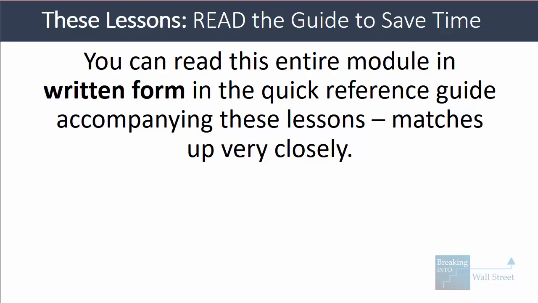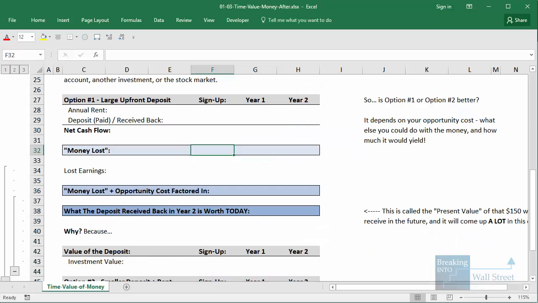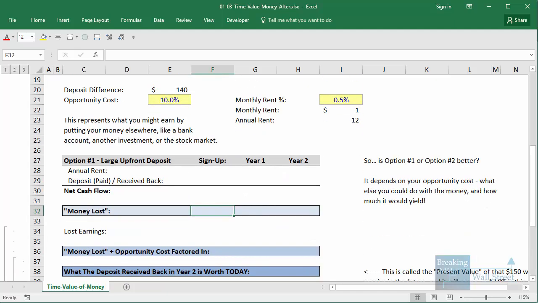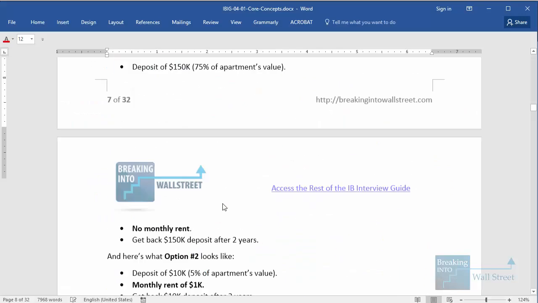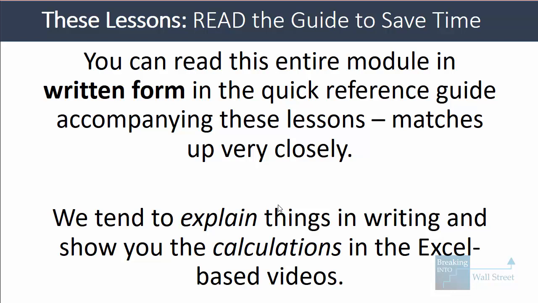Once again, you can certainly read the quick reference guide here. In this case, I think it's a bit more helpful to at least look at the video because we are going to be performing some calculations in Excel, and I think it's a little bit easier to understand those calculations if you actually watch us doing it. However, as always, if you want to, you can certainly look at the quick reference guide. Under key rule number 2, the time value of money, we outline everything that we explain in this video.